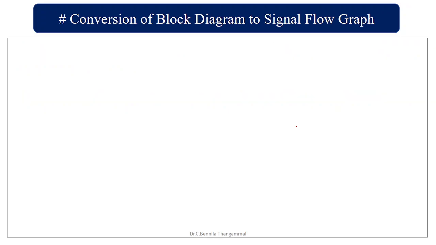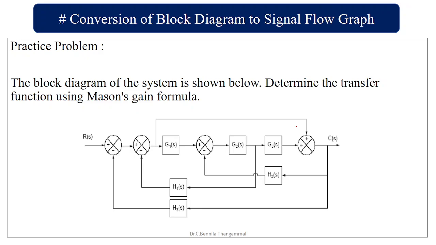So the practice problem is the block diagram of the system shown below. Determine the transfer function using Mason's gain formula. Mason's gain formula tells you that the block diagram should be converted to a signal flow graph, and then we have to find the transfer function using the formula 1 by del into summation k, Pk into del k.